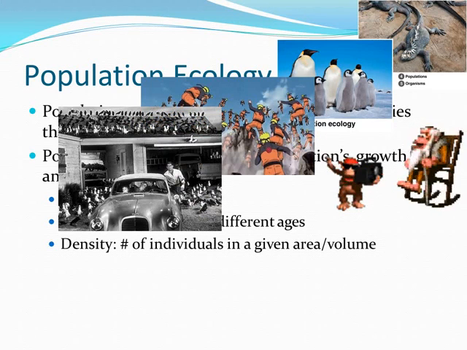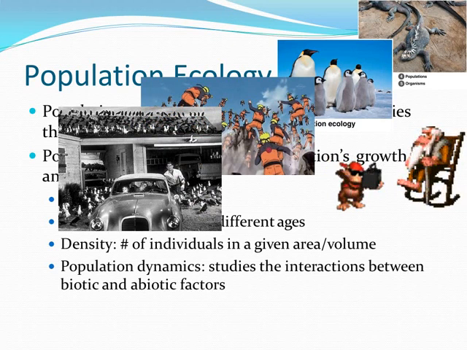And finally, we also talk about the density of it as well. Population density in general is just the amount of individuals given a particular area or volume. Area when we're talking about terrestrial species, but volume when we're talking about more aquatic species, right? Because we're dealing with the vertical aspect as well as the lateral aspect. And finally, we have the population dynamics, which is just the study of the interactions between the biotic factors and also the abiotic factors that are involved. So all these are part of what population ecology studies.